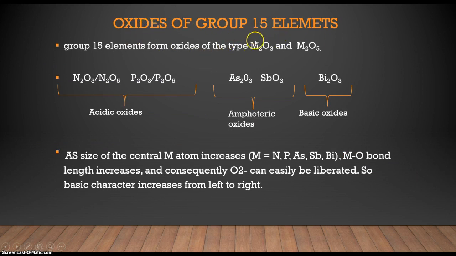Now the last topic that we are going to discuss here is the oxides of group 15 elements. The oxides of group 15 elements are basically of the type M2O3 and M2O5, where M represents the group 15 elements. As we are going to see here, nitrogen oxides and phosphorus oxides are acidic oxides, arsenic and antimony oxides are amphoteric oxides, and bismuth oxides are basic oxides.